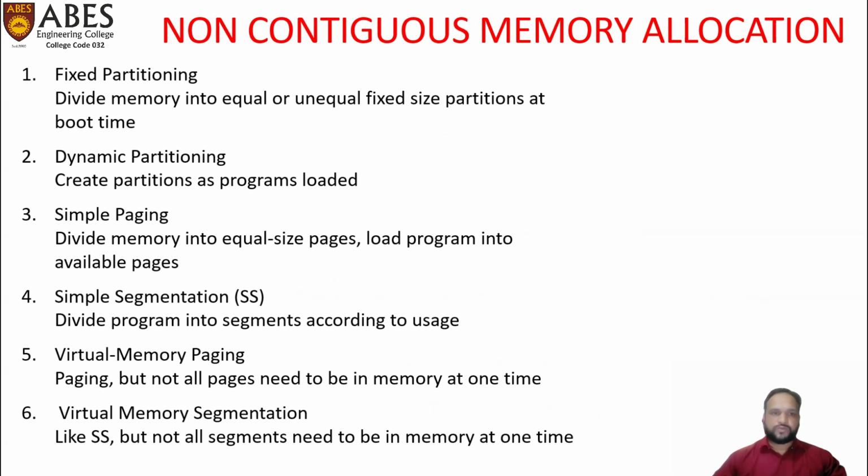Earlier we discussed fixed partitioning, in which we divide the memory into equal and unequal fixed size partitions at booting time, and dynamic partitioning, in which we create partitions as and when programs are loaded. Now in this tutorial, we are going to learn about simple paging and multi-level paging. In simple paging, we divide the whole memory into equal size pages and load the program into available pages. That is the advancement of contiguous memory allocation, and to overcome the drawbacks of contiguous memory allocation, we use paging. Paging also has some advantages and disadvantages that we'll discuss later.